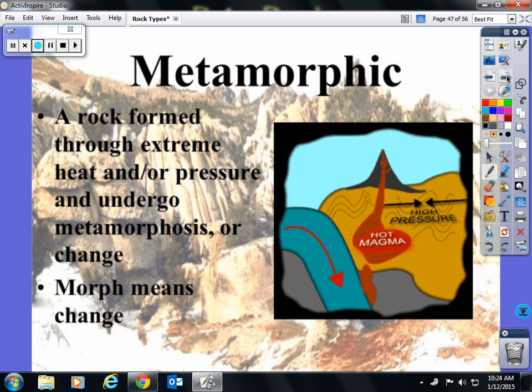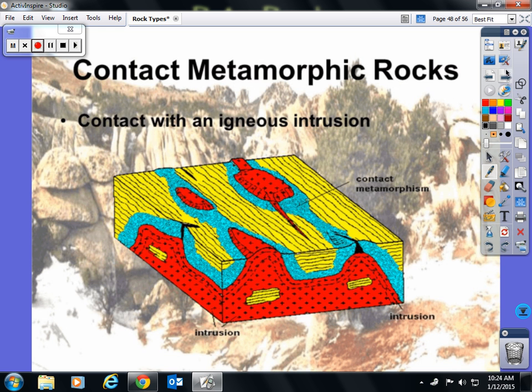Right, so metamorphic, our last class. This is a rock formed through extreme heat and or pressure. Meta means form, and morph means change, so it changes its form. There are three ways that this happens. One is called contact metamorphism.